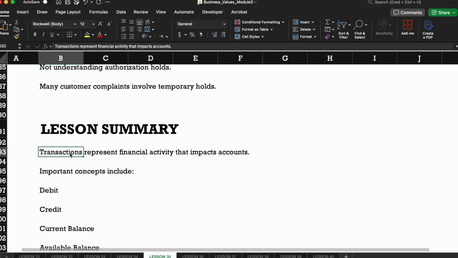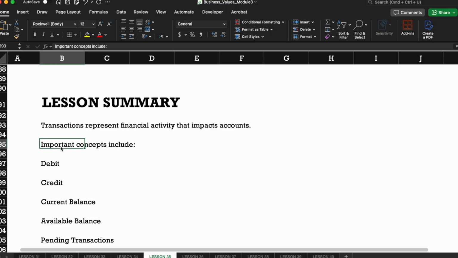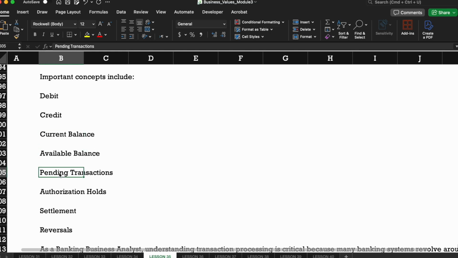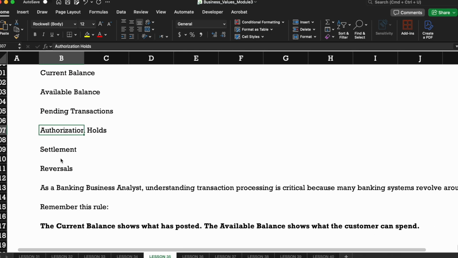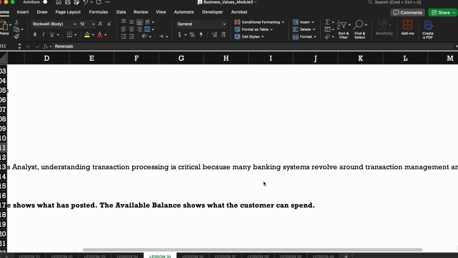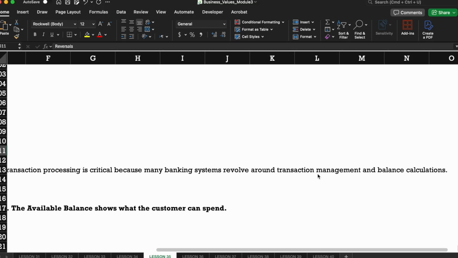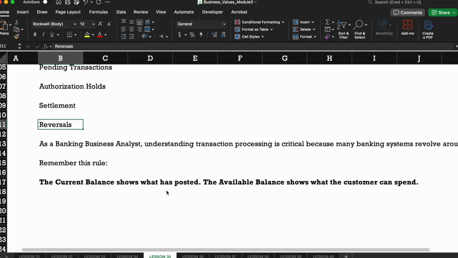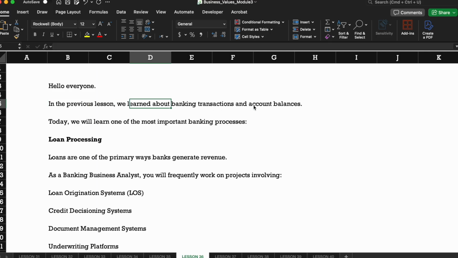Lesson summary: transactions represent financial activity that impacts accounts. Important concepts include debit, credit, current balance, available balance, pending transactions, authorization hold, settlement, and reversals. As a banking business analyst, understanding transaction processing is critical because many banking systems revolve around transaction management and balance calculation. Remember this rule: the current balance shows what has posted, the available balance shows what the customer can spend. Okay, that's lesson number 35. Thank you. In this lesson we learned about banking transactions and account balances.